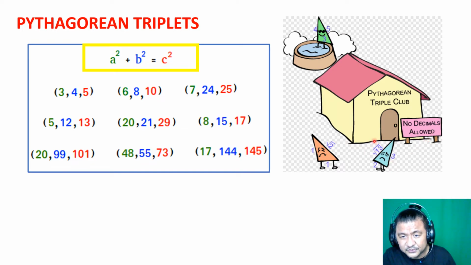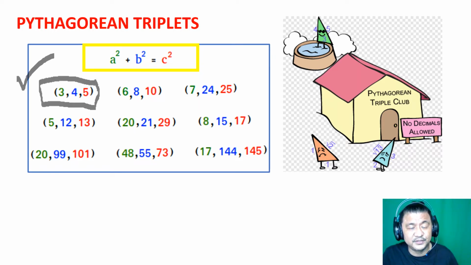Look, the square root of 13 will be a decimal. This will be a decimal. So you guys cannot be allowed to get in. Same thing with our Pythagorean triplets. They have to be whole numbers and they should follow the rule A squared plus B squared equals C squared. This one is proven already.